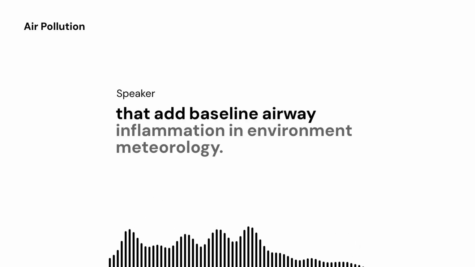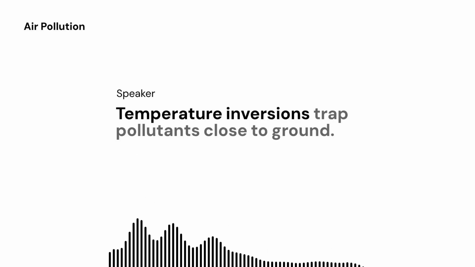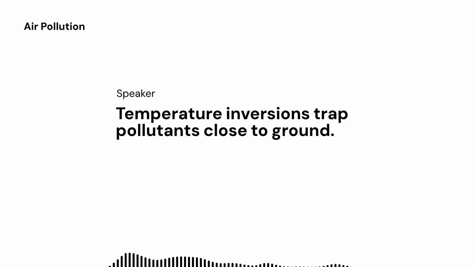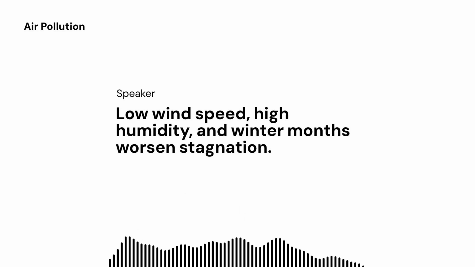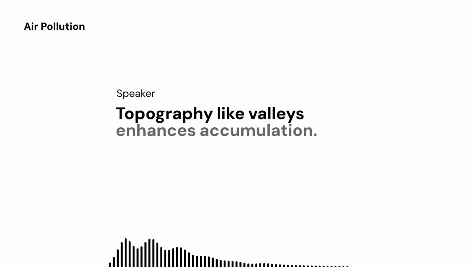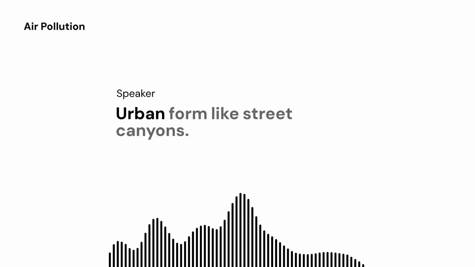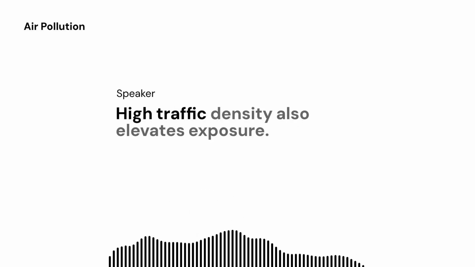In environment, meteorology: temperature inversions trap pollutants close to ground, low wind speed, high humidity, and winter months worsen stagnation. Topography like valleys enhances accumulation. Urban form like street canyons and high traffic density also elevates exposure.